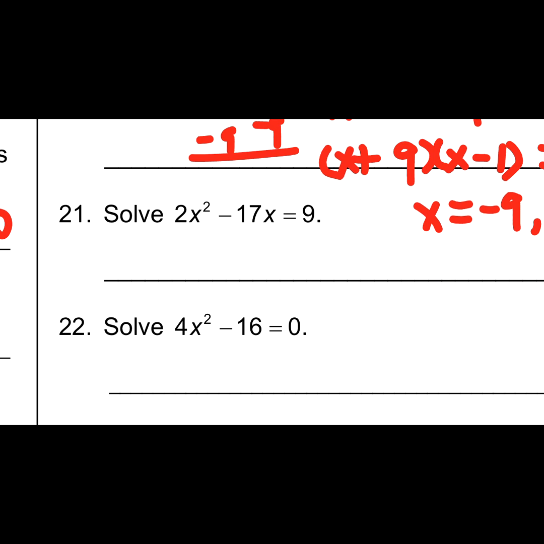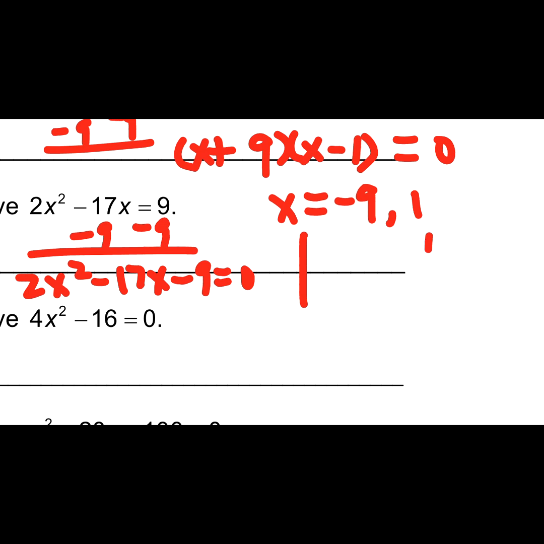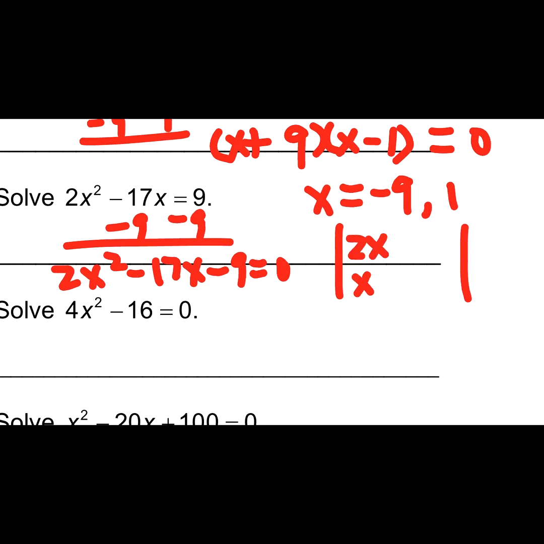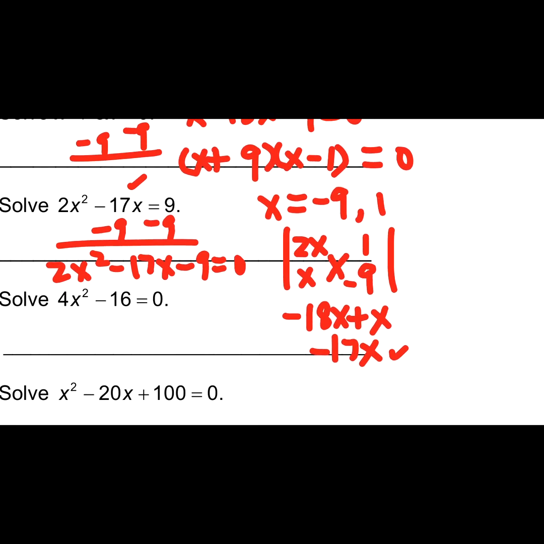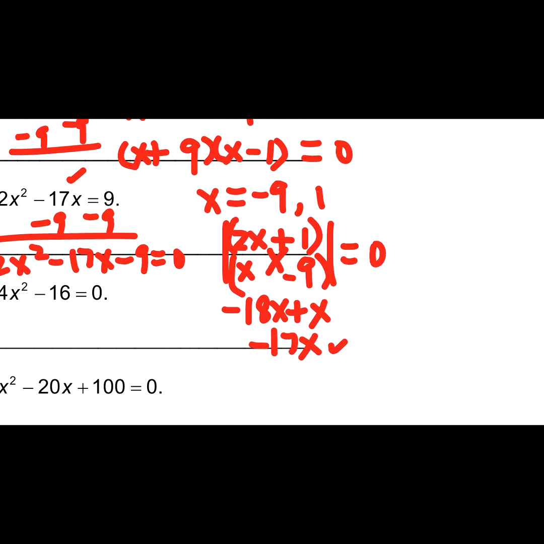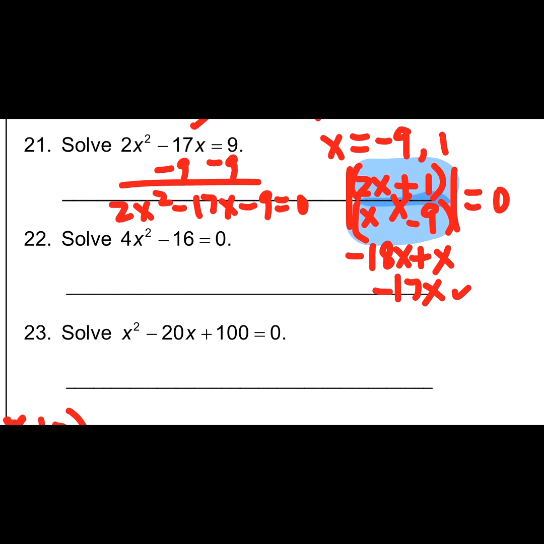Number 21, we need to factor. So we're going to move the 9 over, and we have 2x squared minus 17x minus 9 equal to 0. And to finish factoring, we're going to use the crisscross spider method, 2x and x. Let's try 1 and 9. And we make the 9 negative because we need a negative 17. So cross multiplying, we have negative 18x plus x, which gives us negative 17. And that checks out to be the middle term. So the factorization is 2x plus 1 and x minus 9. So if we solve them for 0, we will have x equals negative 1/2 from this right here, and then x equals 9.